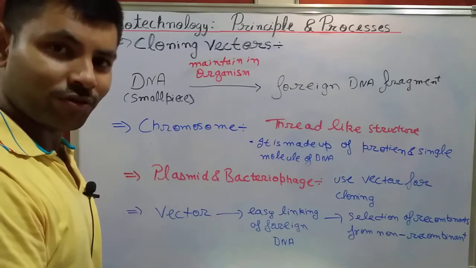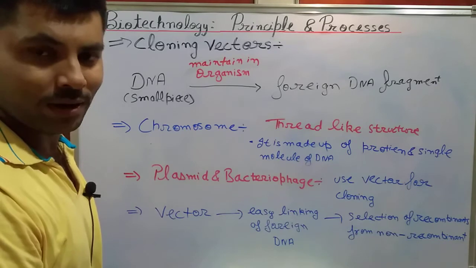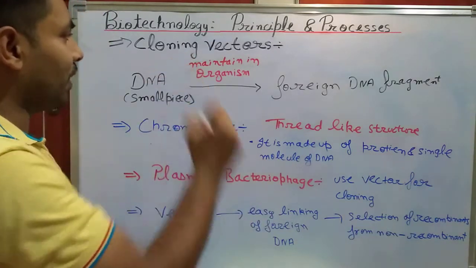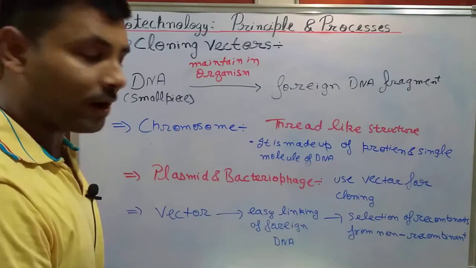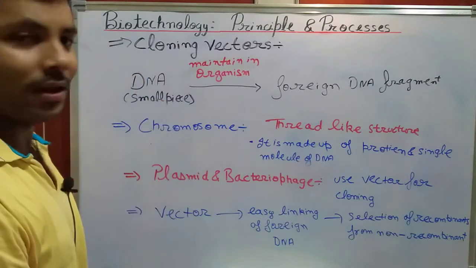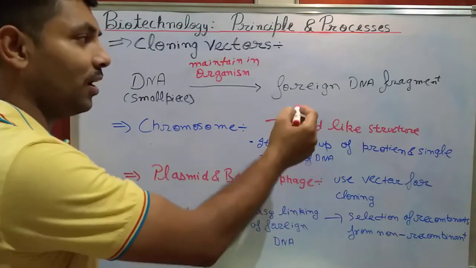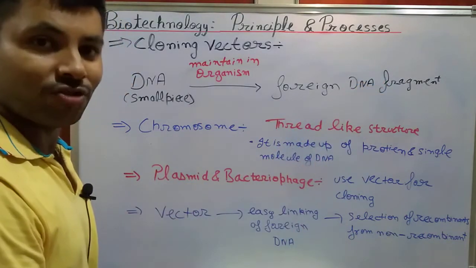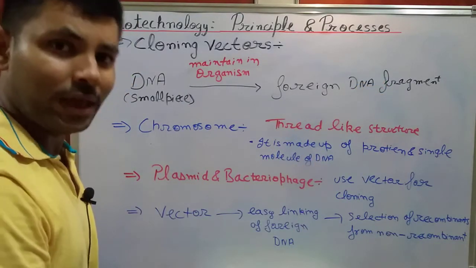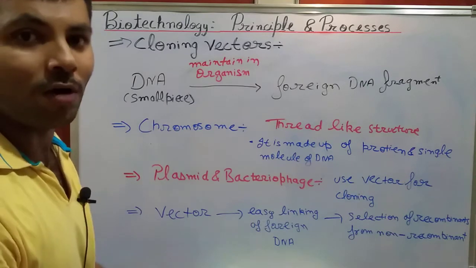First point, restriction enzymes, we have completed. Now the second point, cloning vector. What is a cloning vector? A small piece of DNA that is maintained in the organism and into which a foreign DNA fragment is inserted. It is done for cloning purposes. Cloning means making multiple copies of anything.